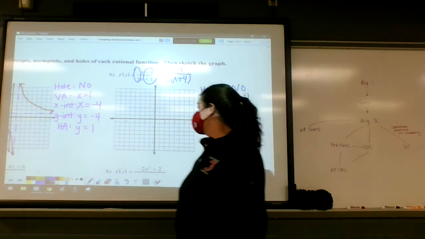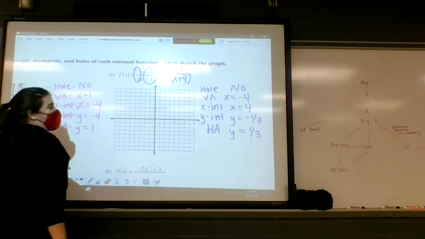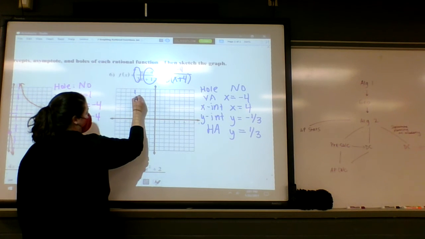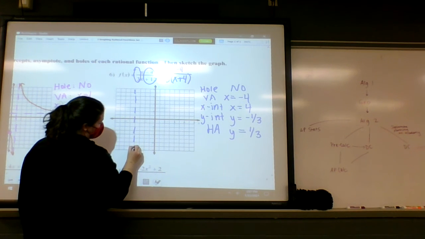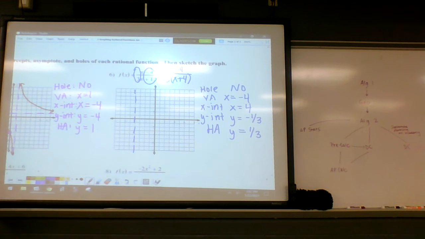All right, so what we're going to do is we're going to throw them on our grid. Vertical asymptote at -4, so dotted vertical line at -4. Technically, you don't have to draw the dotted vertical line as long as your graph goes the right direction. But if you don't draw it, it's going to make it really hard to graph. That's all I got to say. Even I draw it. I've been doing these graphs for years, and I still draw that vertical asymptote in there.